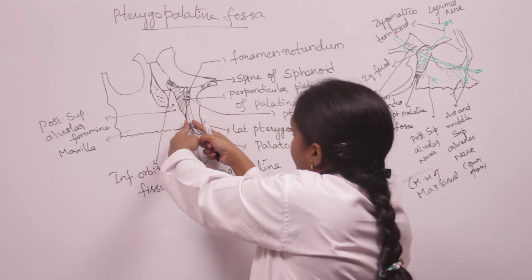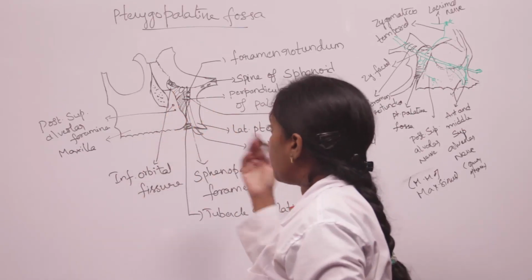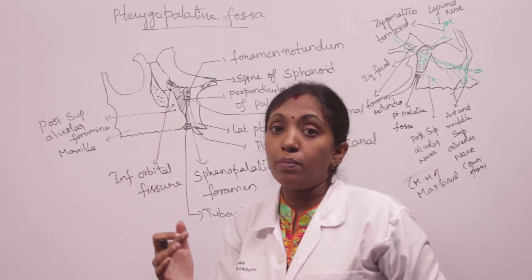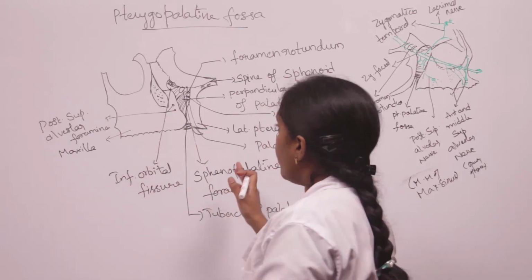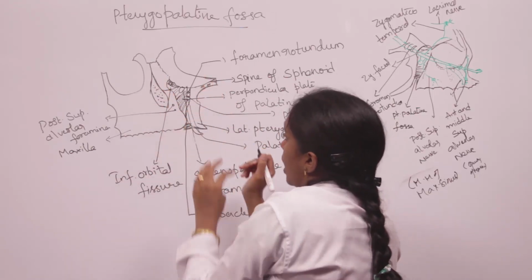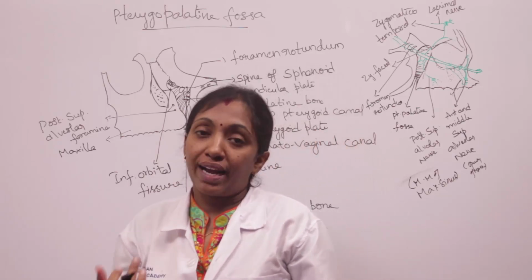And coming to the apex, it is formed where the anterior and posterior walls meet, and sometimes the pyramidal process of the palatine bone also forms the apex. So the apex is usually formed by the meeting point of the anterior and posterior walls, and sometimes also by the pyramidal process of the palatine bone.